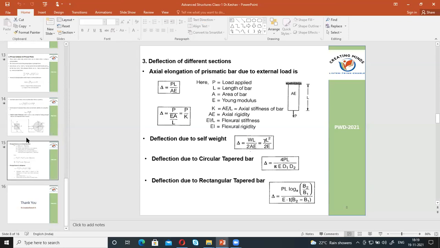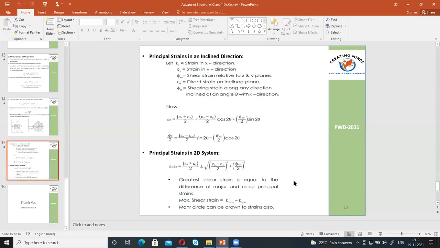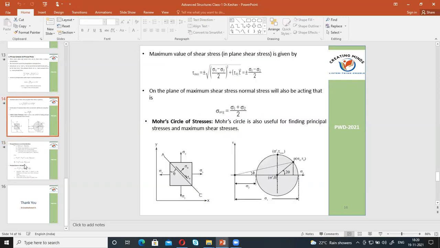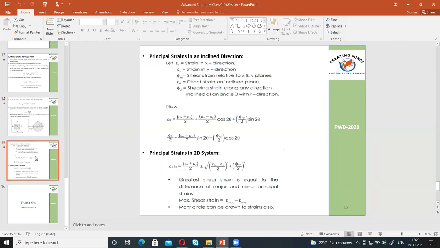See, for this generally the only possibility is principal strains. I have given the equations. You observe here principal strains in inclined direction after Mohr circle. You have to use the equation for only what he is asking. He is asking the two normal strains, so there is no shear strain. Generally they will ask only on stresses, but in few cases you may expect the direct formulas.